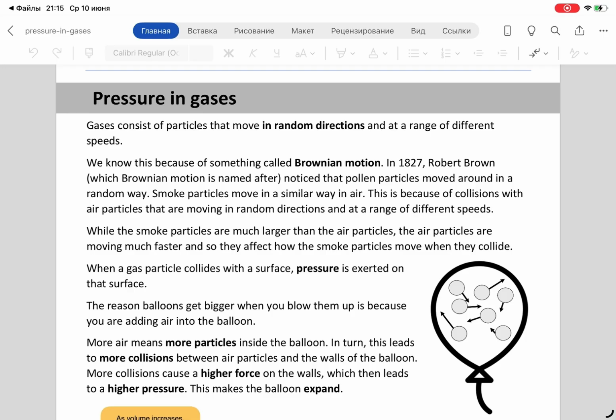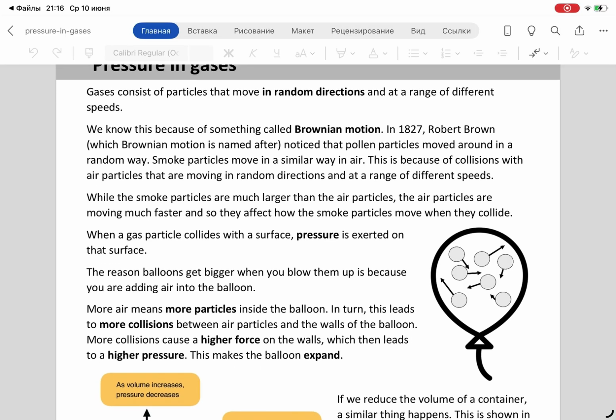Today we're gonna discuss pressure in gases. Before we start talking about pressure, let's talk about particles of gases. Any gas consists of particles that move in random directions at a range of different speeds, which means we have random particles moving chaotically and with different speeds. Such movement is called Brownian motion, named after Brown, and we use that principle to determine pressure in gases.